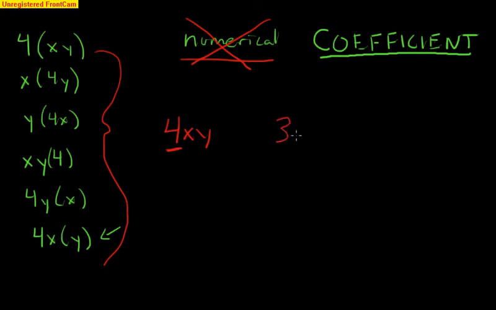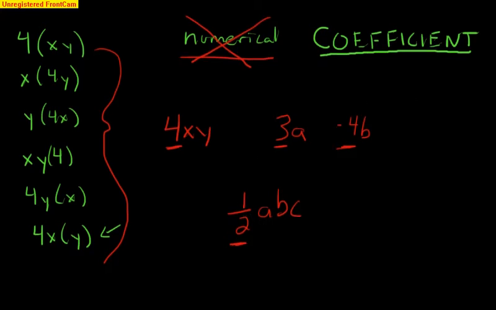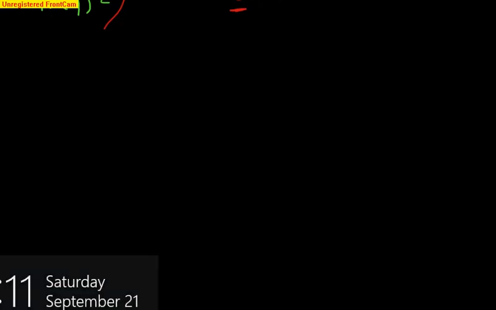So if we had 3a, 3 is considered the coefficient. It tells us how many a's we have. If we had negative 4b, we can have a negative coefficient. It tells us how many b's we have. We could have 1/2 abc. 1/2 would be considered the coefficient. It tells us how many abc's we have. So we throw out the word numerical, and we just talk about coefficients as always being numerical.